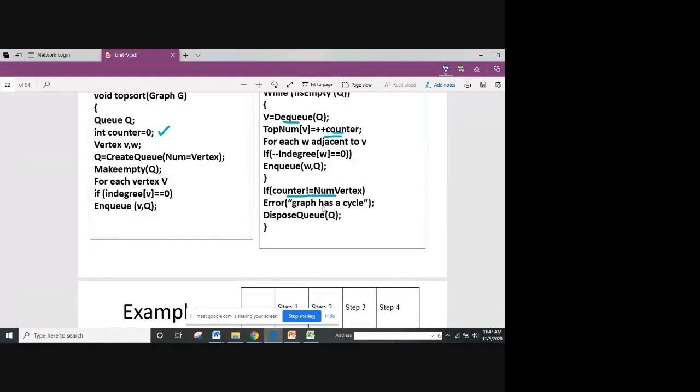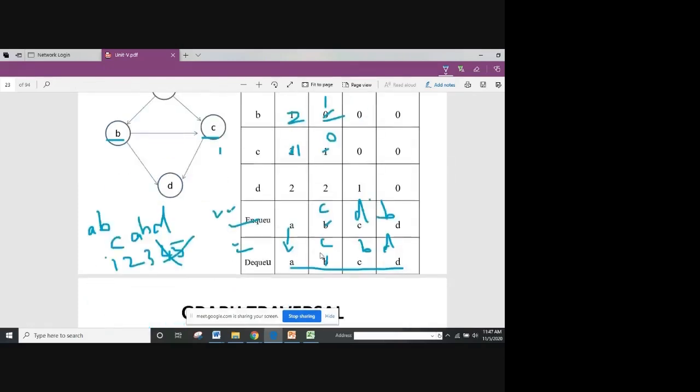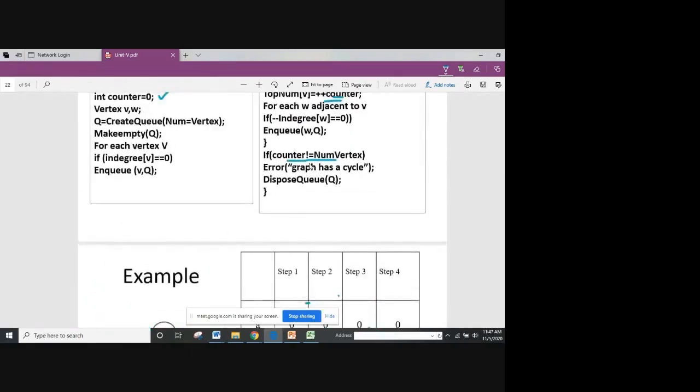But in case someone asks me, if all are 1, in that case we cannot move any one into the queue, because all are 1 and there are no zeros. If there are no zeros, nothing can be done over here. So my counter has been incremented to only 2. A and B only were pushed, but C and D were not pushed in. So 2 is not equal to 4. My counter is not 4. That means your graph has a cycle and you can dispose of the queue.